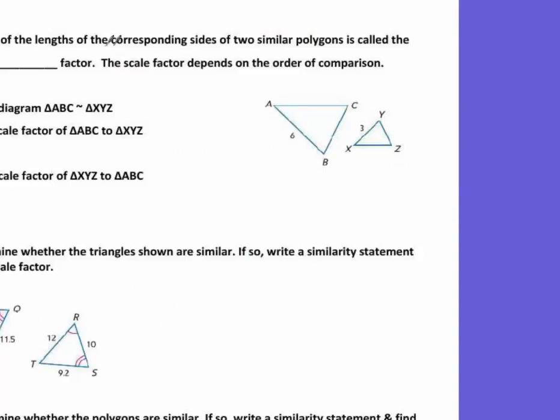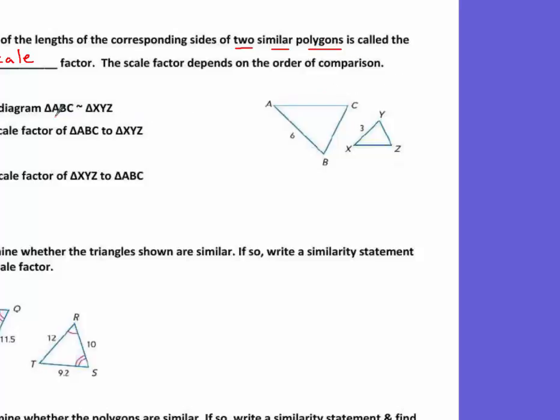Okay, the ratio of the lengths of the corresponding sides of two similar polygons is called the scale factor. This is a tricky one, so make sure you're paying attention. Scale factor depends on the order of comparison. So again, it's the ratio of the lengths of the corresponding sides of two similar polygons.